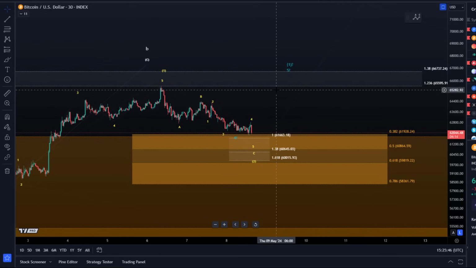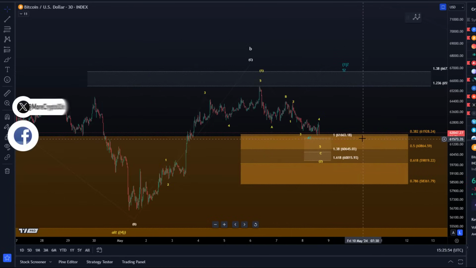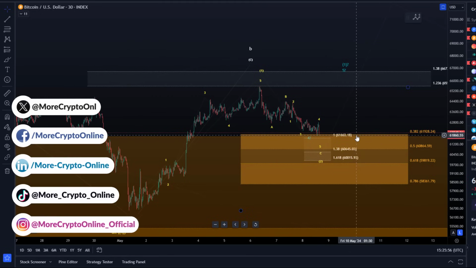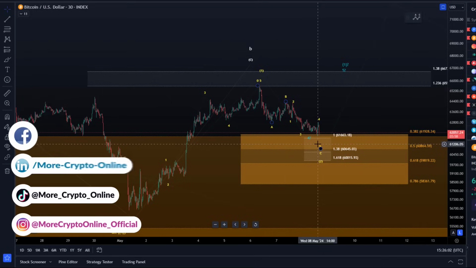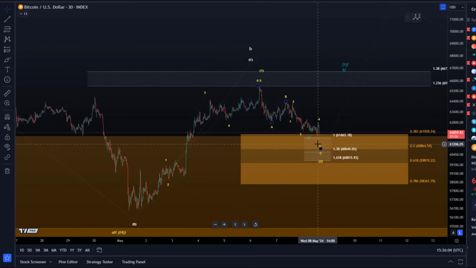Bitcoin has pretty much reached that support zone that we talked about in the last video, starting at $61,928. We are currently watching for the price to reach this support area, which has now happened, and maybe a little bit lower, just a little bit lower, but the wave count is technically already full.